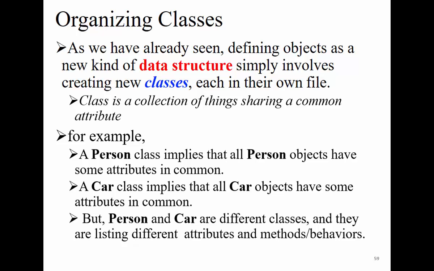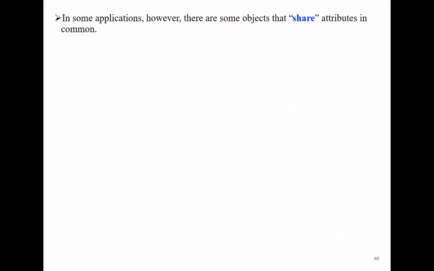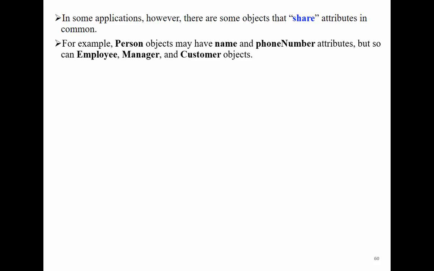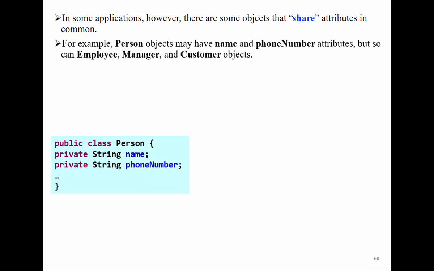There is no link between the person and car classes, but all the objects of the person have the same common attributes. All the objects of the car have the same attributes. But there is no connection between the person and the car. In some applications, sometimes you have some kind of shared attributes between the objects or between the classes. How can you do this? For example, here we have the person object. He has the name and the phone attribute. But also, if we look at the employee and the manager and the customers, they also have the same attributes. Look here, we have the person.